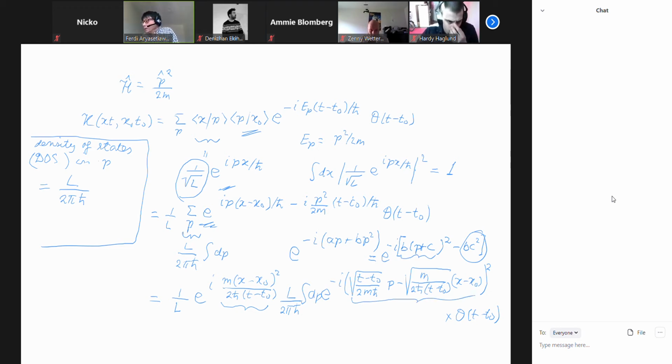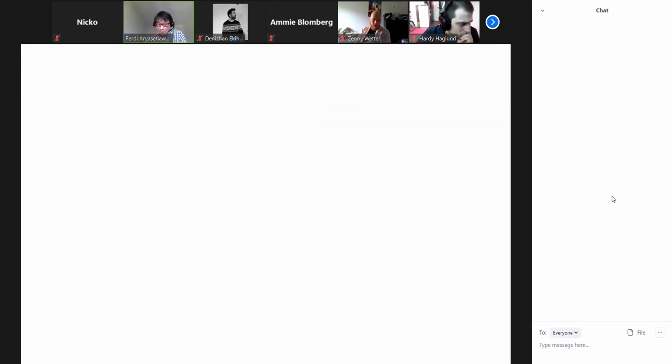So if we do that, then we can use the standard formula for the Gaussian integral, because it is now in the form of a Gaussian in P. It's just that it is centered at this point here. So then we can do the integral analytically. And let me just write down the result here.